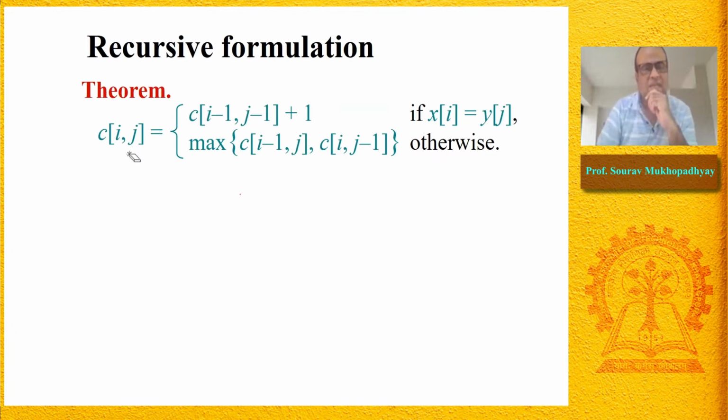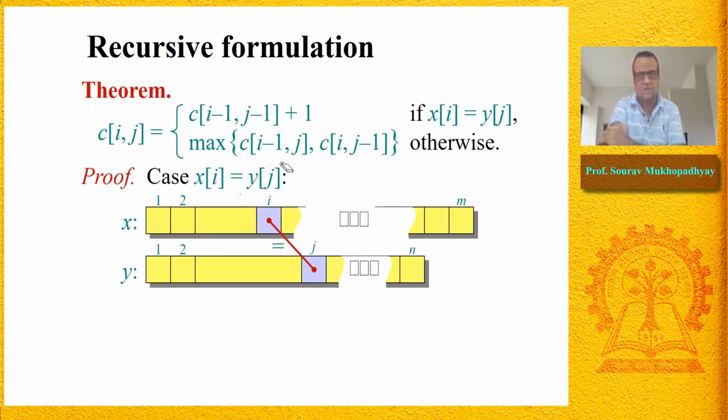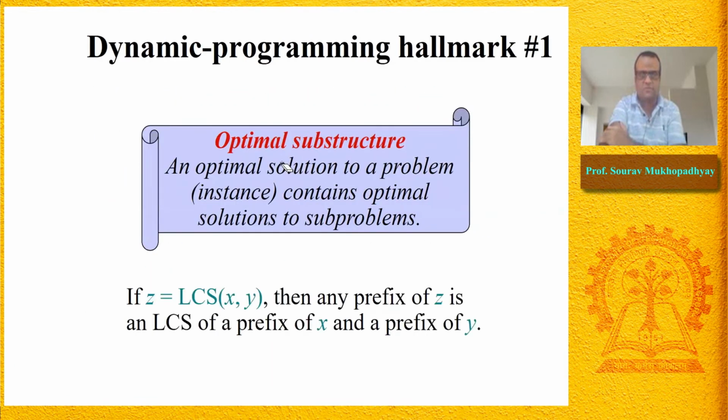So this theorem is telling us C i j will be equal to C i minus 1, j minus 1 plus 1, one index less in both x and y, if x i and y j are equal. Otherwise, we have to calculate C i minus 1 comma j and C i comma j minus 1. The max of these two will be our C i j. So this will be used for the algorithm.